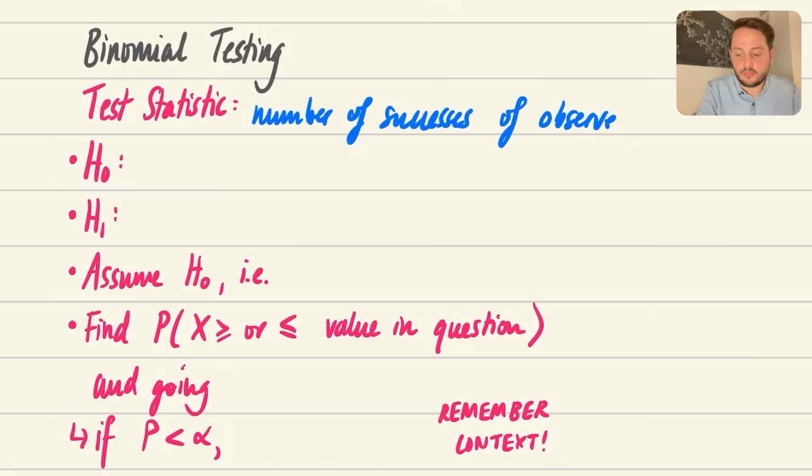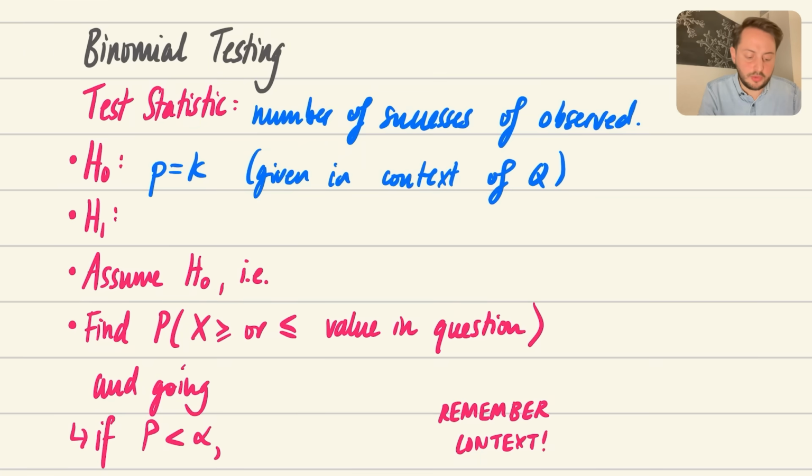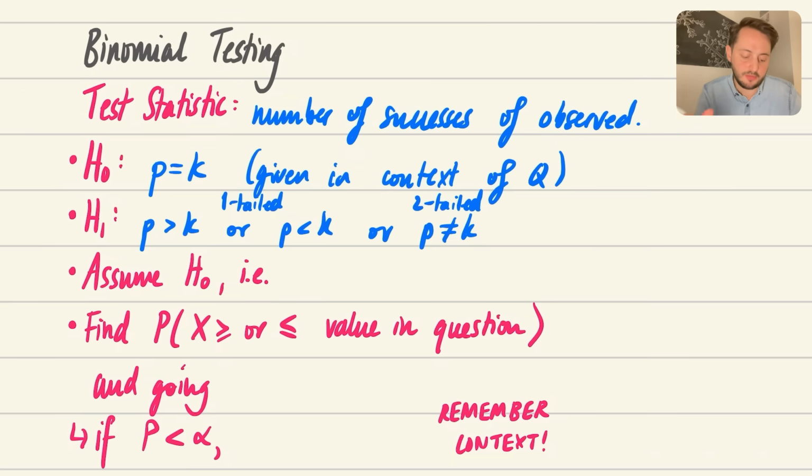And the null hypothesis is that the probability is equal to some value k, and this is usually going to be given in the context of the question. The alternative hypothesis for a one-tailed test will either be that the probability is greater than k or that the probability is less than k. So these are my one-tailed bits, or it might be that the probability is not equal to k, which would mean that it becomes a two-tailed test and you're going to have to halve that significance level.